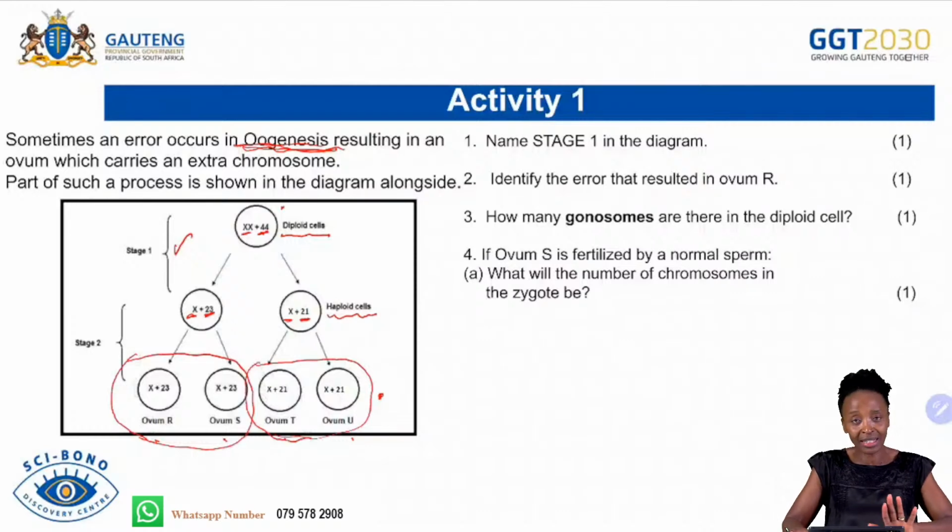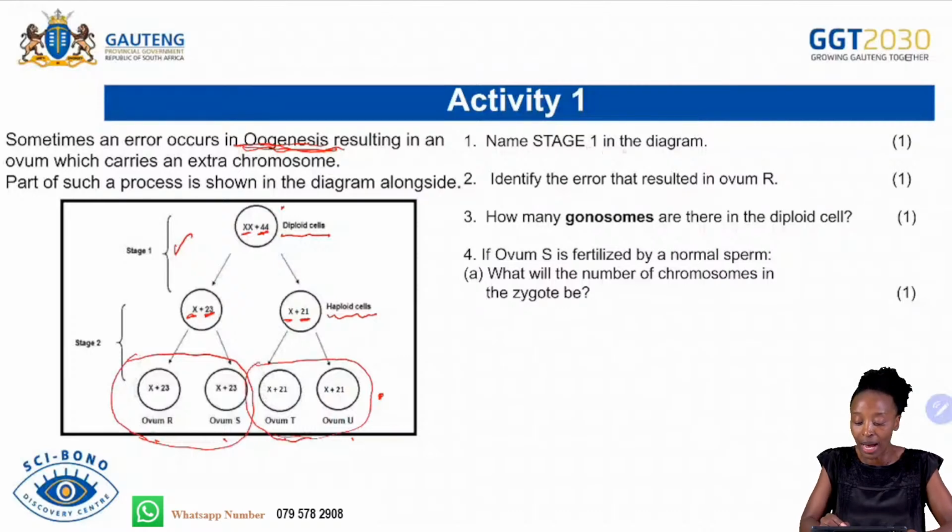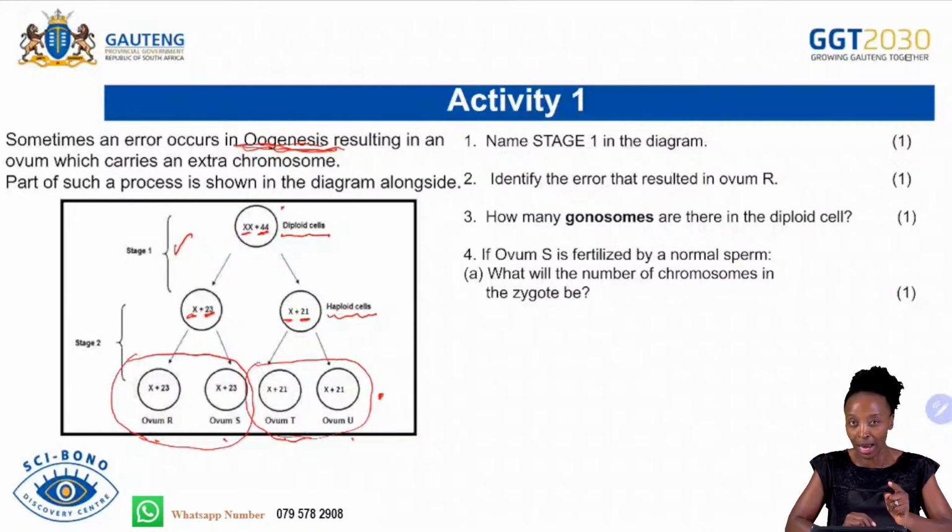So now we've analyzed the diagram. We've probably answered some of the questions before we can even see what those questions are. So now let's look at the first question. It says, name the stage 1 in the diagram. So we did say that stage 1 in the diagram is meiosis 1. Remember, not just meiosis, meiosis 1, because that is how we lose marks, grade 12 learners. We forget to mention with meiosis, it is very important for you to say whether it is 1 or 2. So in this case, stage 1 is meiosis 1.